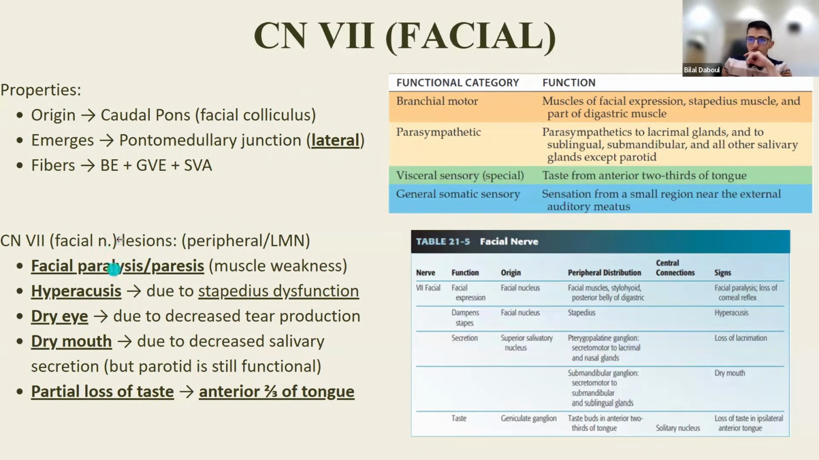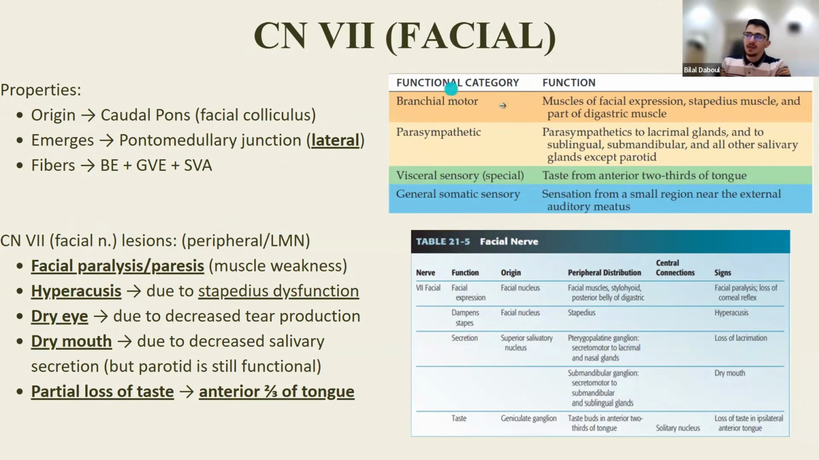Okay, in terms of the palsy or facial nerve lesions, you would have for starters facial paralysis. Okay, so muscle weakness. It makes sense. The facial motor nucleus cannot supply the facial nerve with the branchial efferents it requires to produce facial expression. So you would have an asymmetrical face. That's one. You would also have hyperacusis.